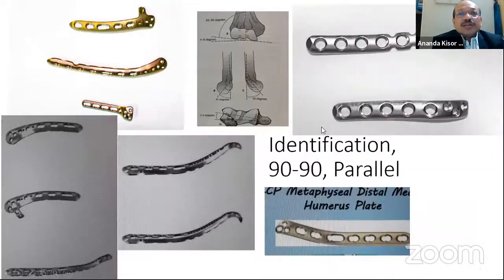Now, these are the distal humerus locking plates. See how to identify, this is the question. So this is the lateral plate. This is the lateral distal humeral locking plate, and this is the medial plate. How will you identify it? See the anatomy. If you see the lateral profile of the humerus, see this is the lateral one. This is the capitulum.